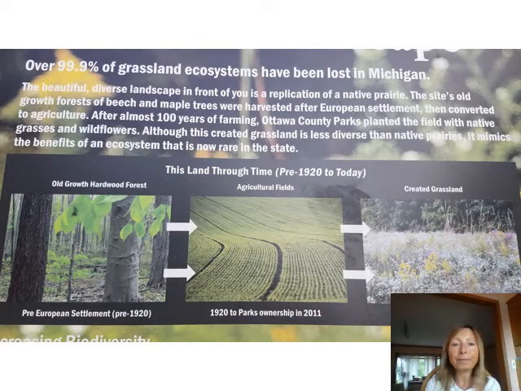If you look at the picture on the left, this is the pre-European settlement forest, a hardwood forest that has been all around our campus before 1920. And then in the 1920s, this area became occupied by farmlands. Essentially, we have lots of agricultural land use here all over, over the century from 1920 to 2011. And then as Ottawa County purchased this area and started restoration, they were able to restore the original grassland.